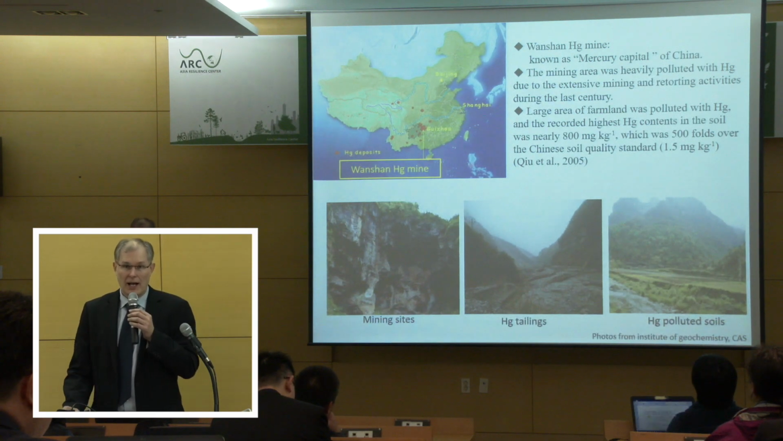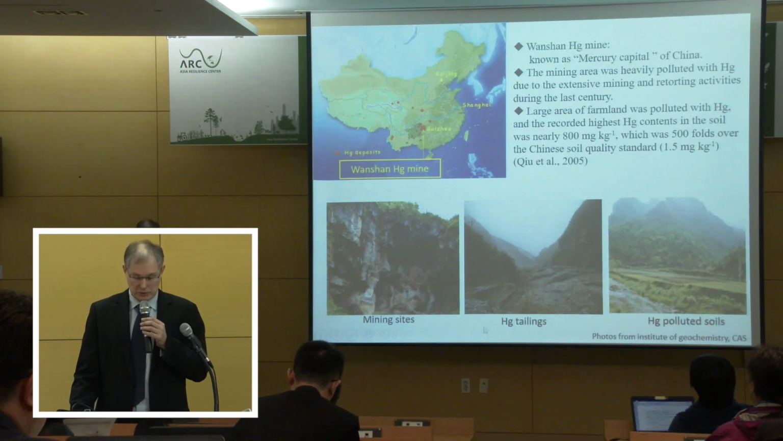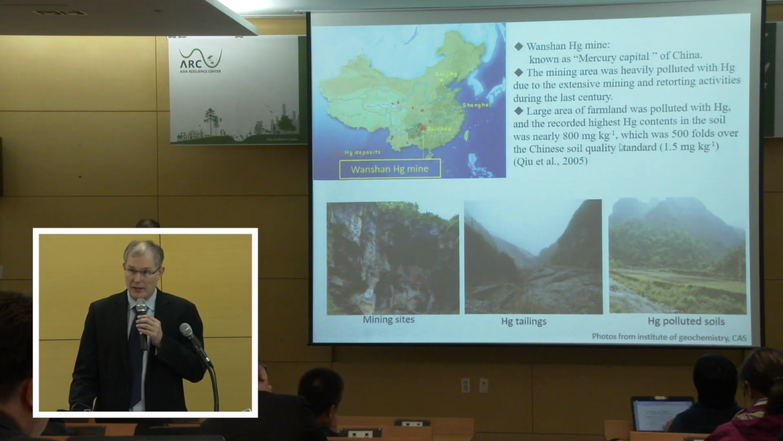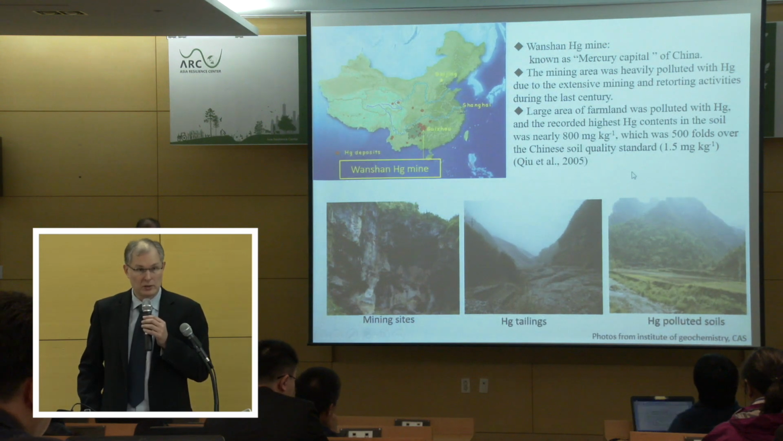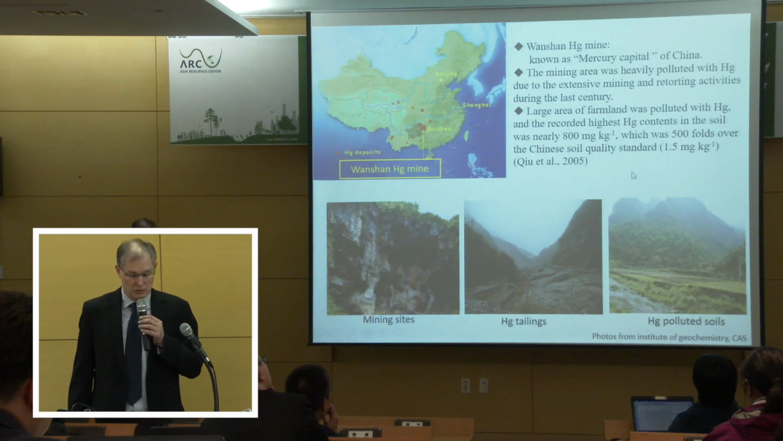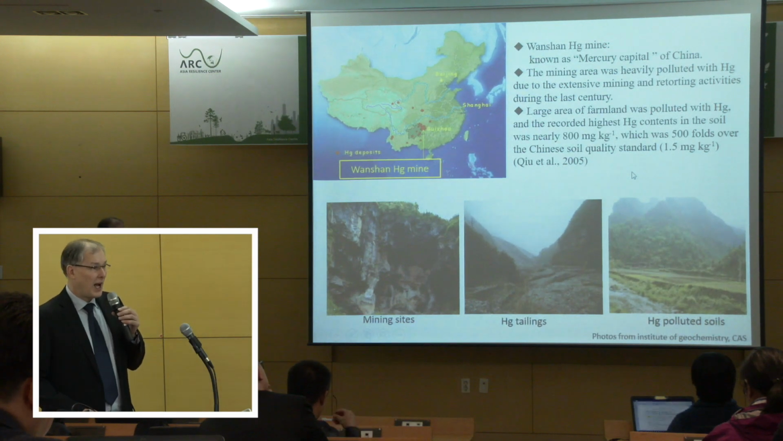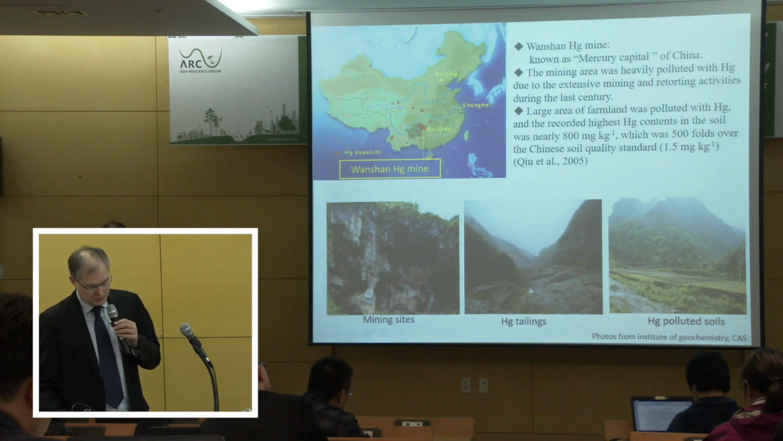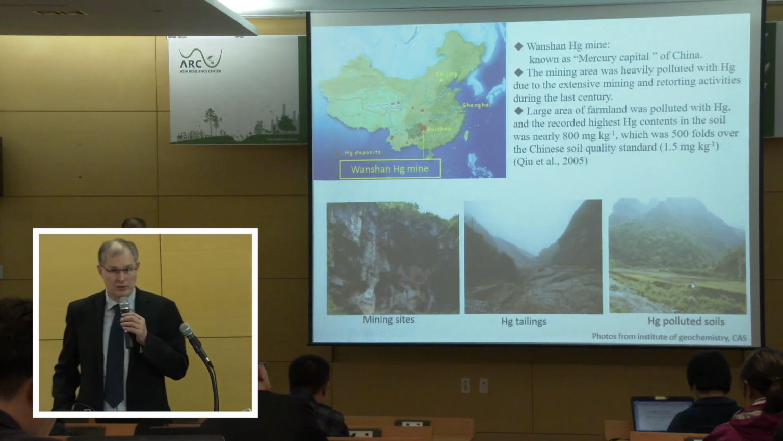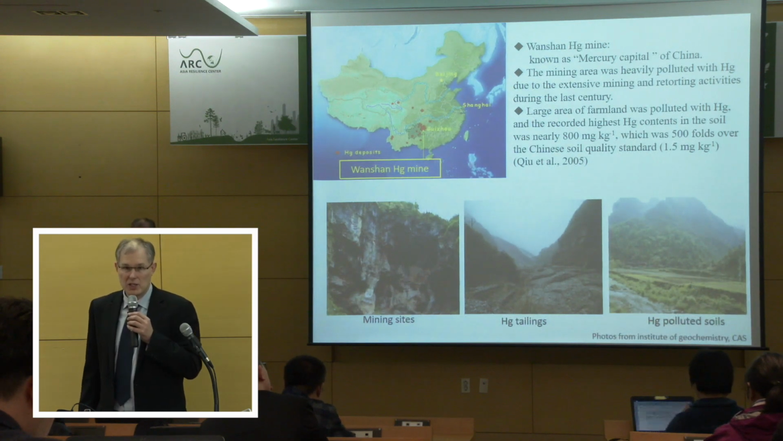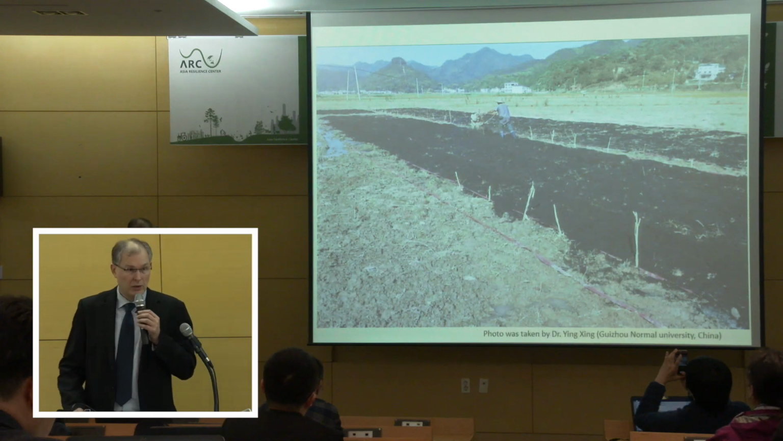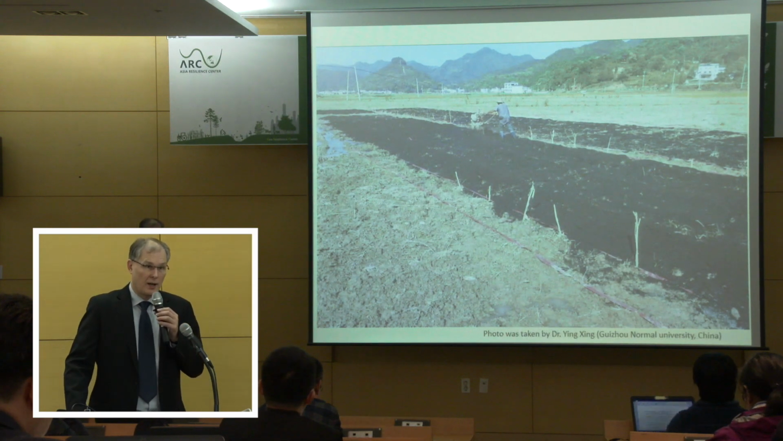High concentrations of mercury are detected there, up to 800 milligram per kilogram, and the critical limit here is 1.5 milligram according to the Chinese standards. The German standard is 2 ppm. So we have high concentrations of mercury, and you can see the mining site here, mercury tailings, mercury polluted soil. So mercury is really a big issue in this province.